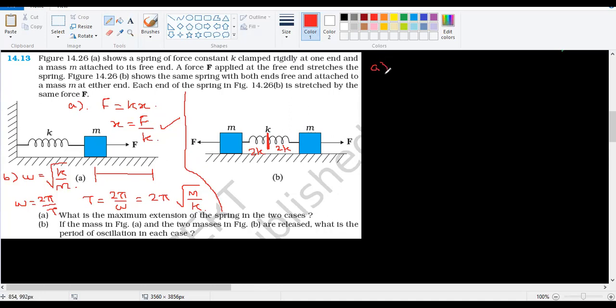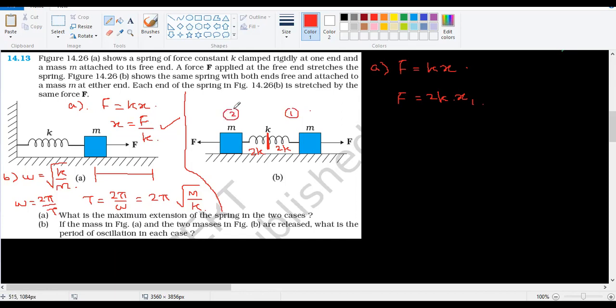So if I consider the first part, F is equal to Kx is the usual formula. So if I'm looking for the maximum extension of the spring in two cases, that means the maximum extension for this part of the spring will be, I'm applying a force this way, so F is applied here. K is, instead of K, it is 2K now. And this is the extension X1 on this side.